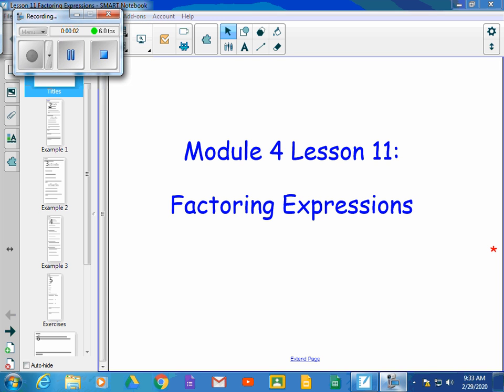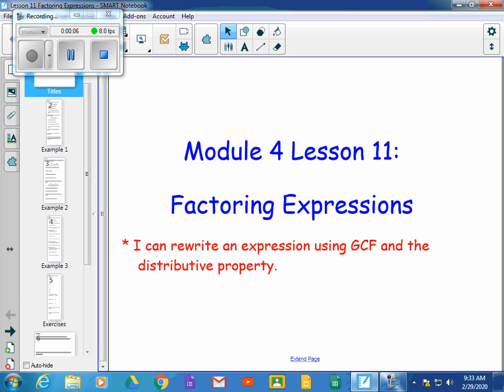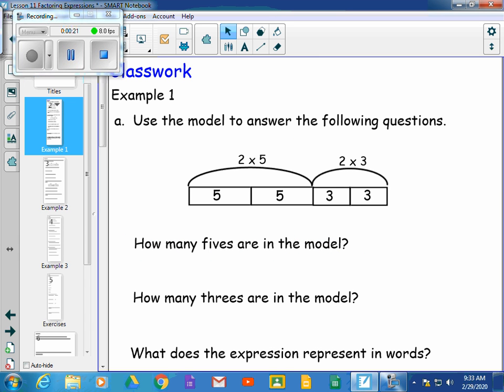This is Module 4, Lesson 11, titled Factoring Expressions. Goal of this lesson: I can rewrite an expression using GCF and the distributive property. Make sure that you pause the video whenever you need to, and make sure that you're taking good notes throughout the video. Let's begin with example number 1.